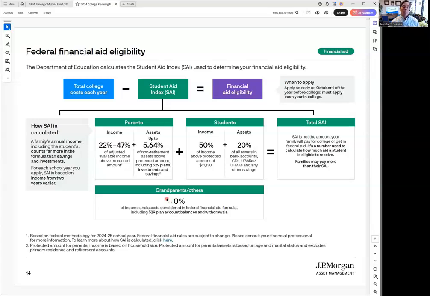Now, individual schools have their own way of calculating need as well. And in some cases, grandparents and other amounts of money that are slated for the child can be part of this equation. But as I mentioned, this is for federal, which for a lot of people is the bulk of financial aid. For federal purposes and FAFSA, this is the calculation that people use to determine what the financial aid is.